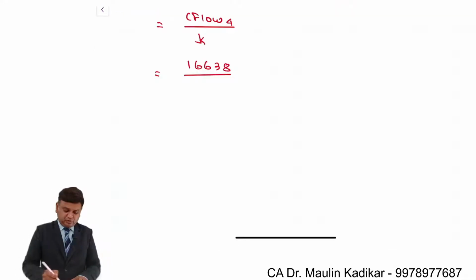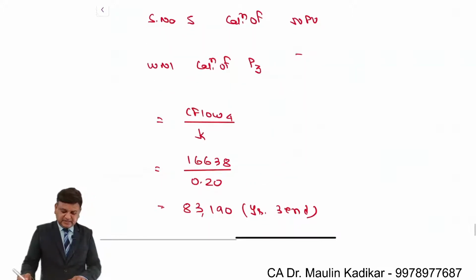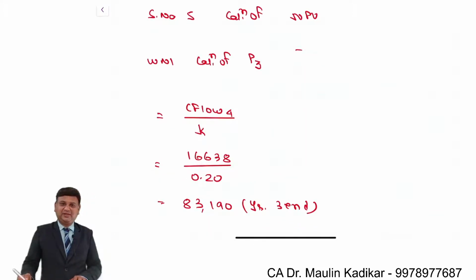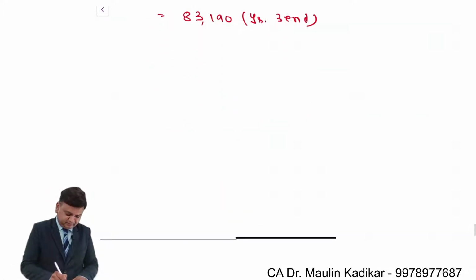So divided by 0.20. So 16638 upon 0.2. So it is 83,190. This is year 3 end. That is the way we are required to compute P3. And then calculation of NPV.